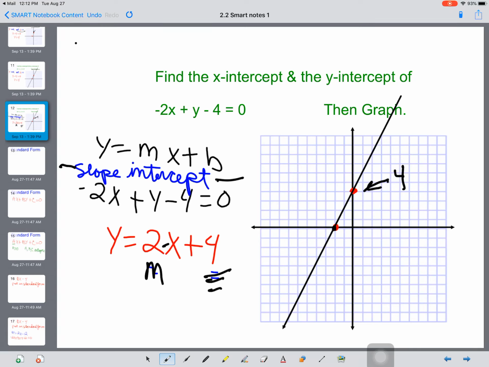And the slope, remember here's the m, that's 2. So if I were to start at this point and go up 2 and over 1, up 2 and over 1, I'm plotting that line. So you could have used the slope and the slope-intercept form to find that equation and graph it as well.